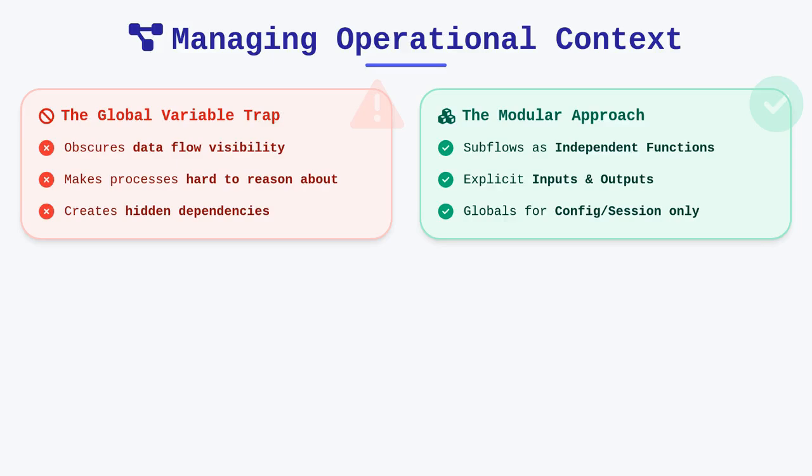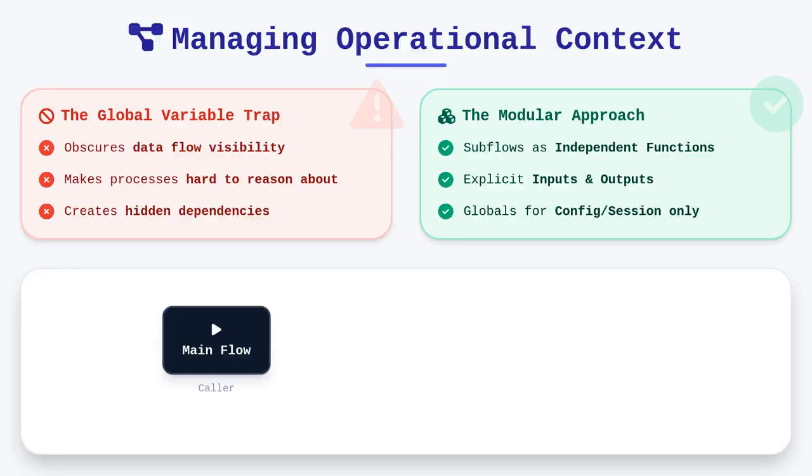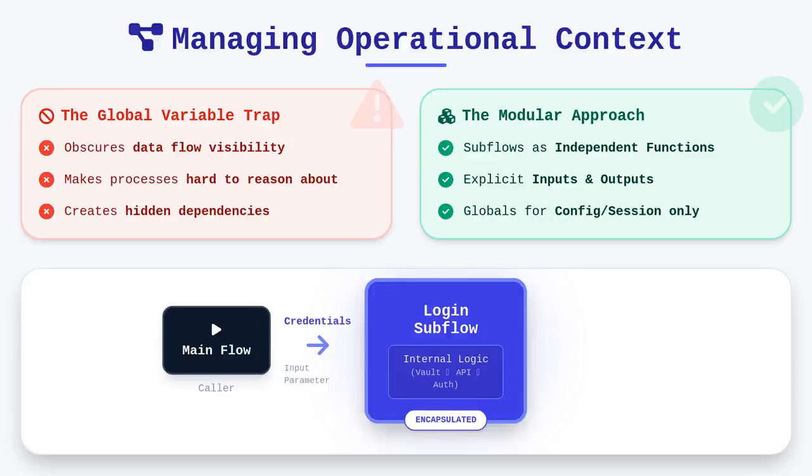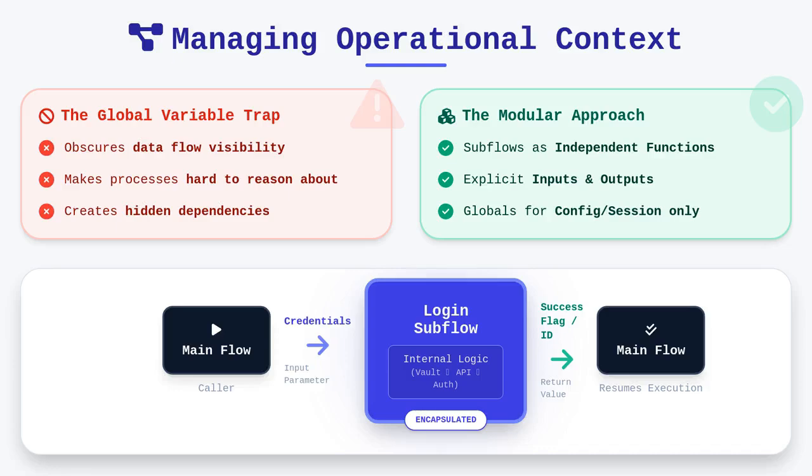For example, if your login subflow requires a set of credentials and returns a success flag or user ID, structure it to accept these inputs explicitly and pass back the result to the caller. This encapsulation ensures that if you ever need to change the implementation details of how that login occurs, perhaps moving from a localized file to a secure vault system, you modify only the internals of the subflow without breaking the contracts established with other parts of your automation.